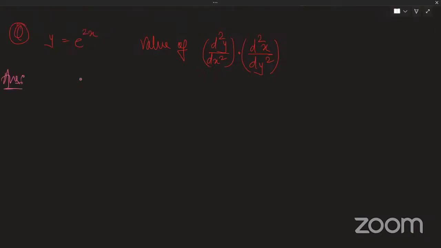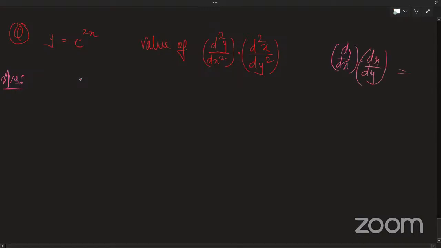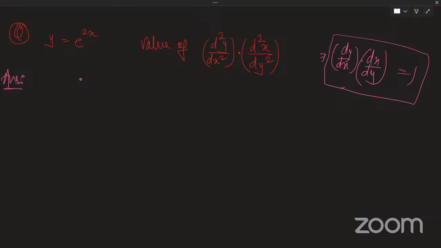See, if I ask you what is the value of dy by dx into dx by dy, without looking at the question, it is always equal to 1. But the same does not hold for the double derivative. In case of the double derivative, you need to be a little bit careful. So fine, let us just directly go and calculate the value.